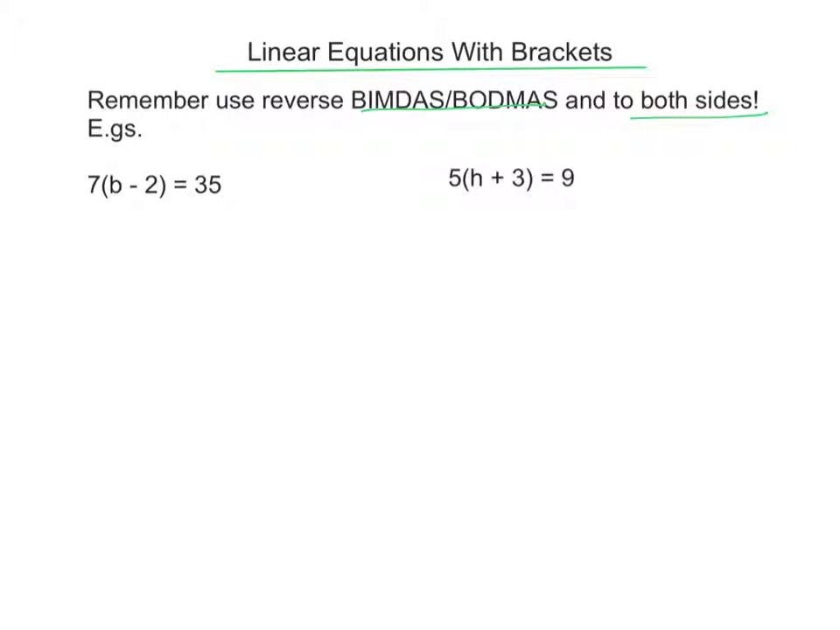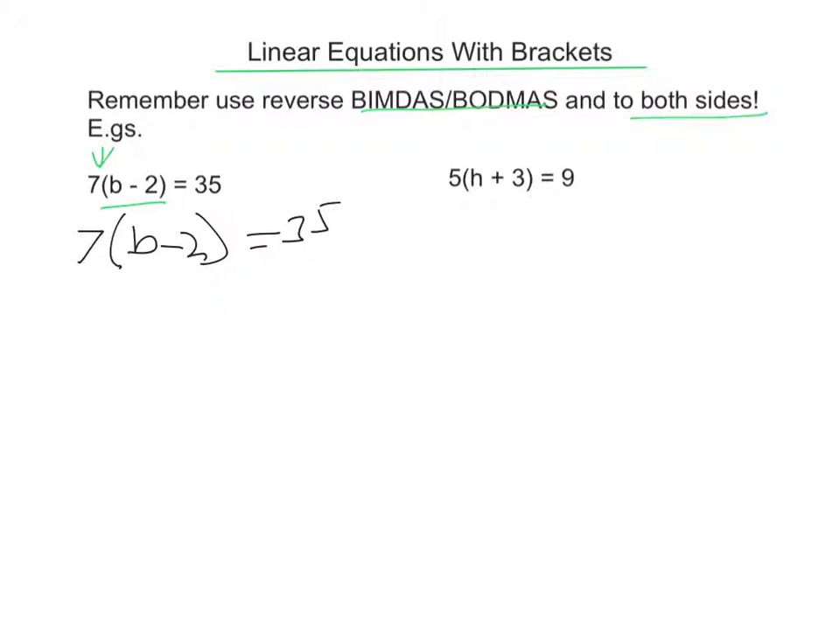Now you'll notice that there is a bracket with a b minus 2 in it and a 7 outside, remembering of course that there is a multiplication sign between the 7 and the bracket, even though it's not shown. So what we need to do is get rid of the 7 first, because it's outside the bracket and everything else is inside. So 7 multiplied by b minus 2 equals 35.